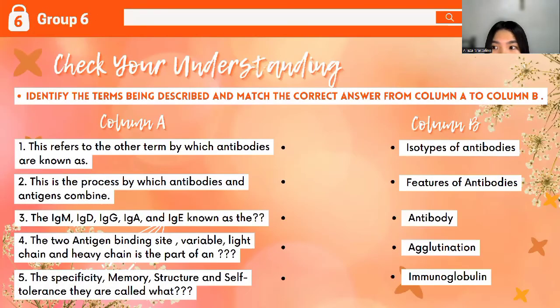Pero di pa po nagtatapos ang report natin dyan, because we have an activity just to make sure na may natutunan kayo. Just answer this and click the pause button para masagutan mo at nasa end ng video ang tamang sagot.